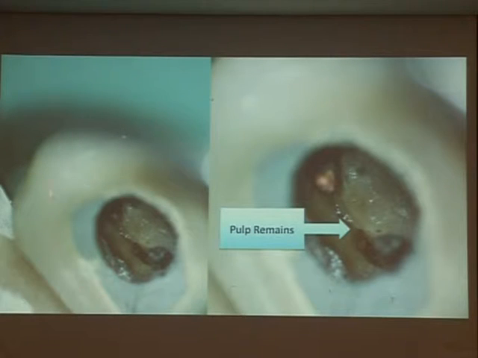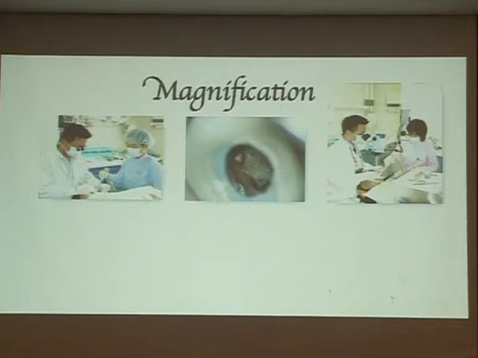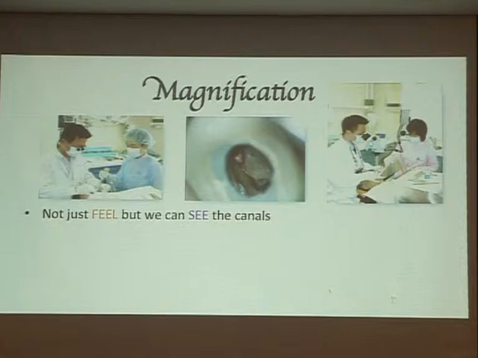So open up the case. It's an overfilling, but you can see there's still some pulp tissue remaining between two canals. This is necrotic tissue. It contains bacteria. It contributes to the discomfort of the patient. Why? Because the dentists do not see the detail. They have no time or no effort has been spent to clean up all this necrotic tissue. With magnification, we not just feel, we can see.